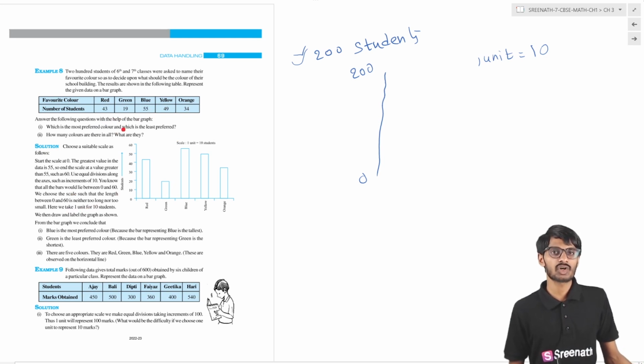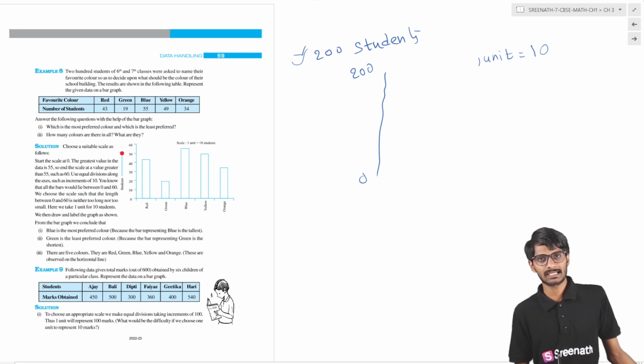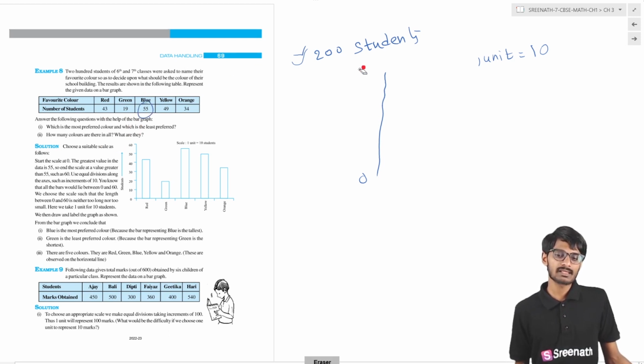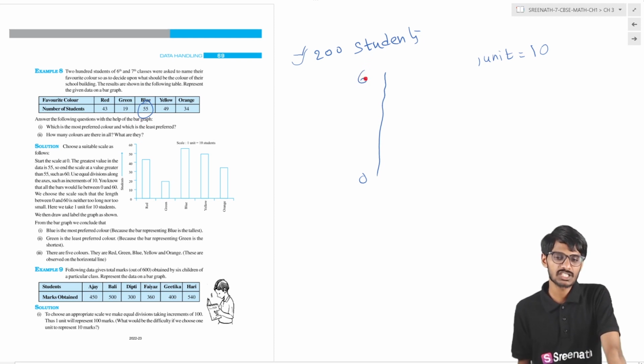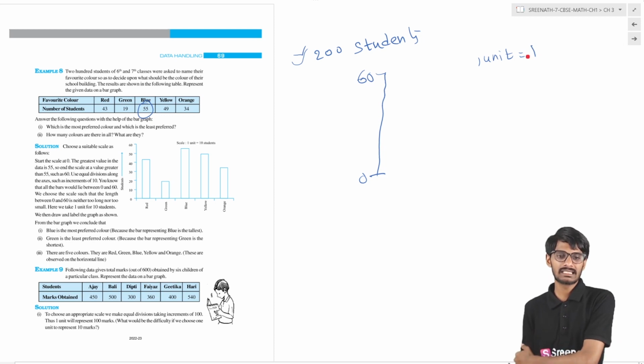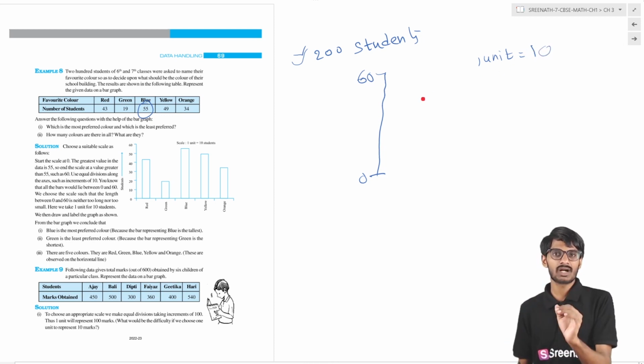So we don't require 200, but we require these numbers to represent. If you clearly observe, what is the maximum number in the data? The maximum number we have to represent is 55. Even though there are 200 students, we don't require 200. We require 55 only. So the nearest number to 55 is 60. So we can take 60 as the margin of the scale. If you take 1 unit equal to 1 student, it will be somewhat difficult. If you take 1 unit equal to 10, it is somewhat reasonable.